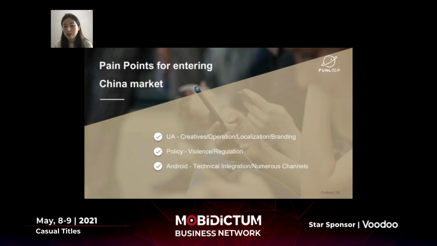And second is the policy. In China, for example, the game cannot contain violence, meaning you cannot have blood, and certain types of weapons you cannot have in the game. For some games, you cannot even launch in China if you don't change your content a little bit. And the regulation: if you want to do user acquisition in China, you need a document called copyright. So the paperwork is also a barrier for the developers.